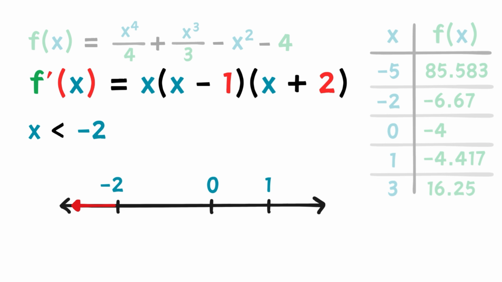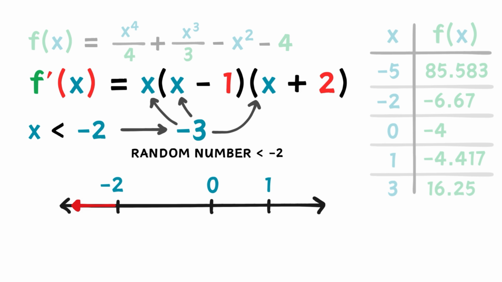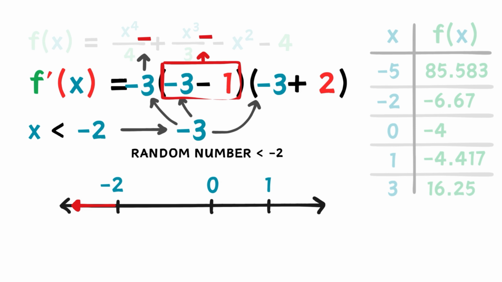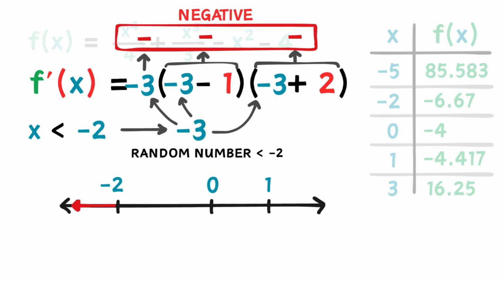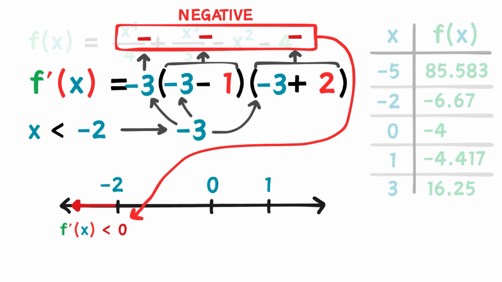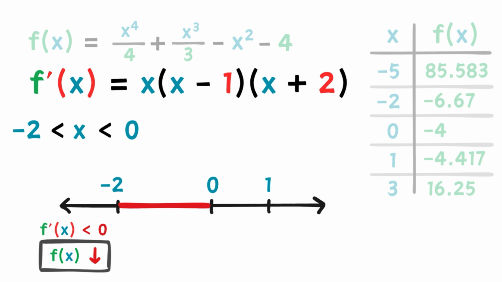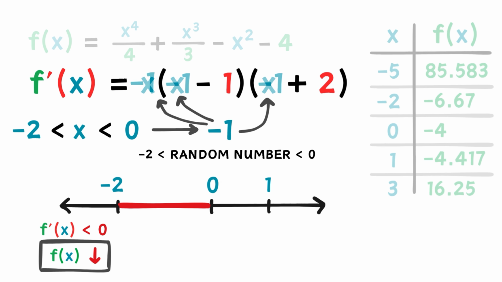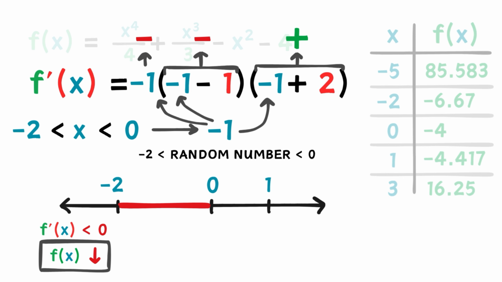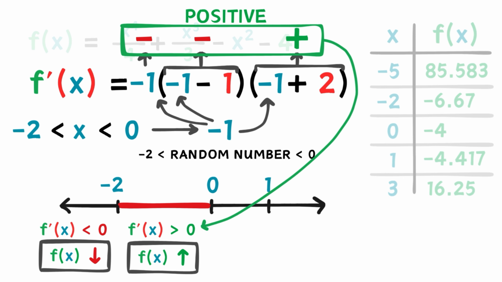To test for values less than negative 2, we can use a random number in that interval, like negative 3. If we plug in negative 3 into the derivative, we get a negative times a negative times a negative, which is a negative number. So the derivative is negative, and that means the function is decreasing. From the interval from negative 2 to 0, we can use a number like negative 1. If we plug this in, we get a negative times a negative times a positive. The derivative is positive, the function is increasing.